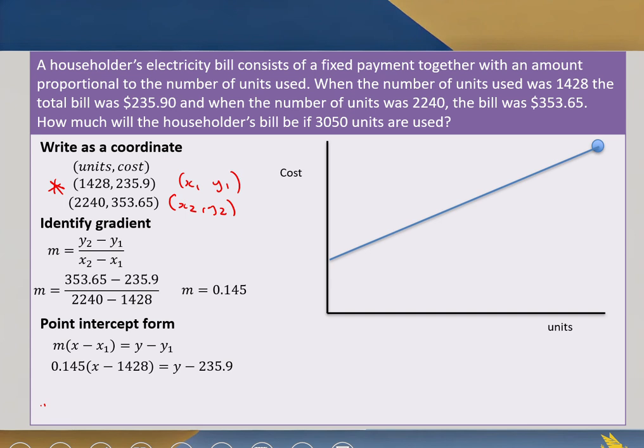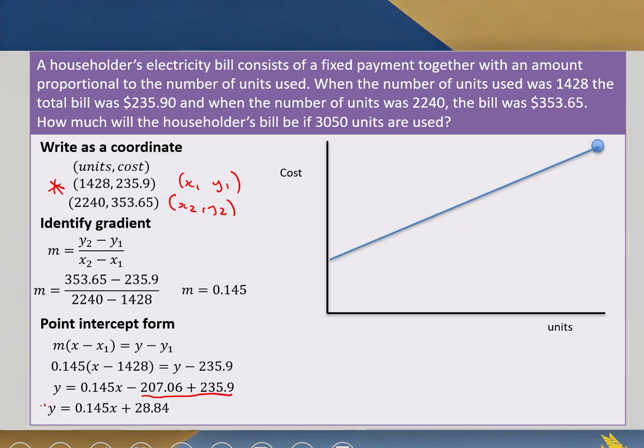To do that, I'm going to expand. So 0.145 times x is 0.145x, and 0.145 times negative 1,428 is negative 207.06. Now I've done that, I took the negative 235.9 to the other side, so it becomes plus, and I just have one last thing to simplify. That will give me my C value of 28.84.